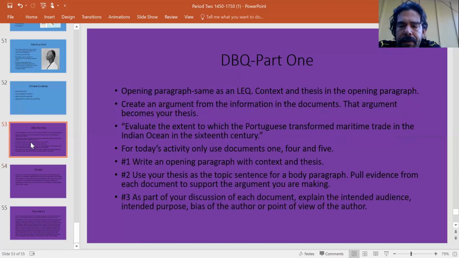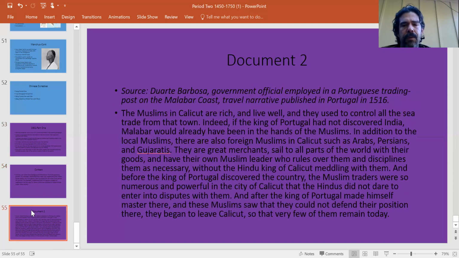And then your thesis. You're going to have to read these three documents and say, what is a common change, or what is a continuity that all three of these documents are showing? So I want to show you document 2 in this DBQ. This document says the Muslims in Calicut are rich and live well, and they used to control all the sea trade from that town. Indeed, if the King of Portugal had not discovered India, Malabar would also have been in the hands of the Muslims. In addition to the local Muslims, there are also foreign Muslims in Calicut, such as Arabs, Persians, and Gujaratis.